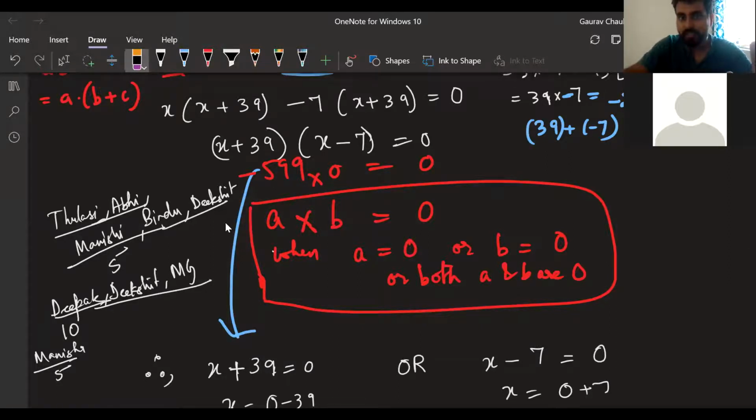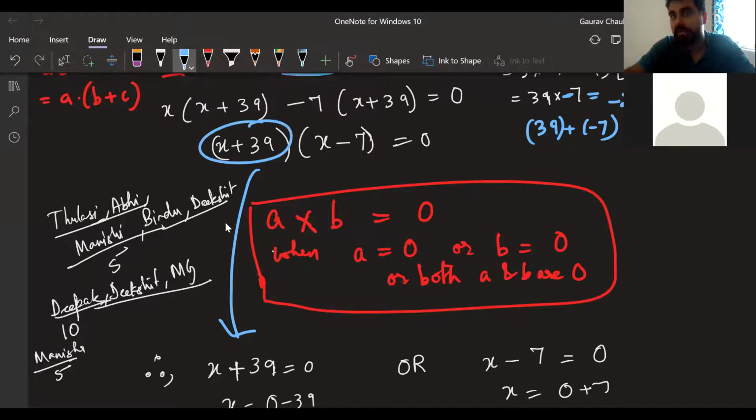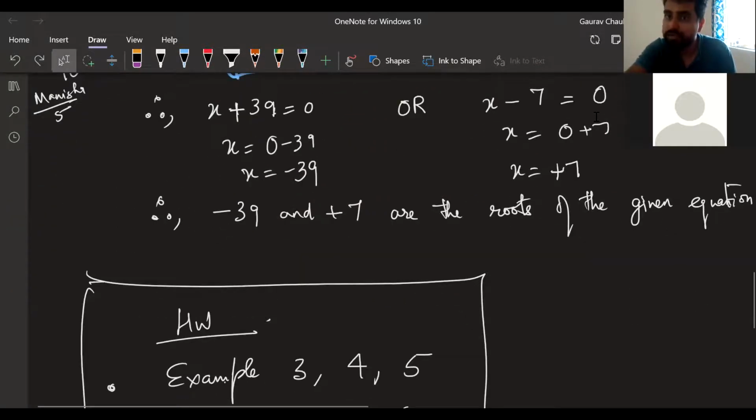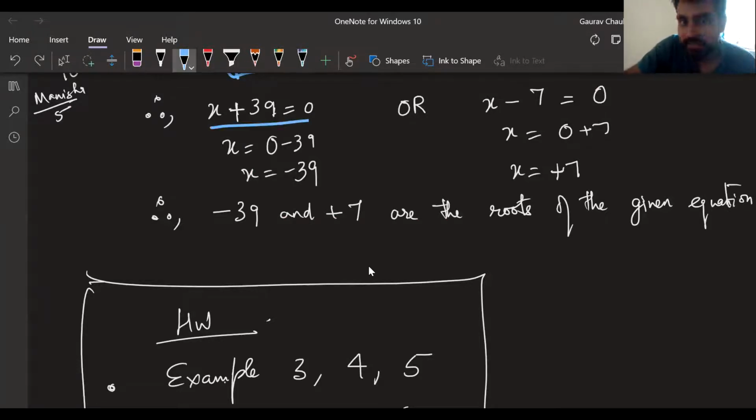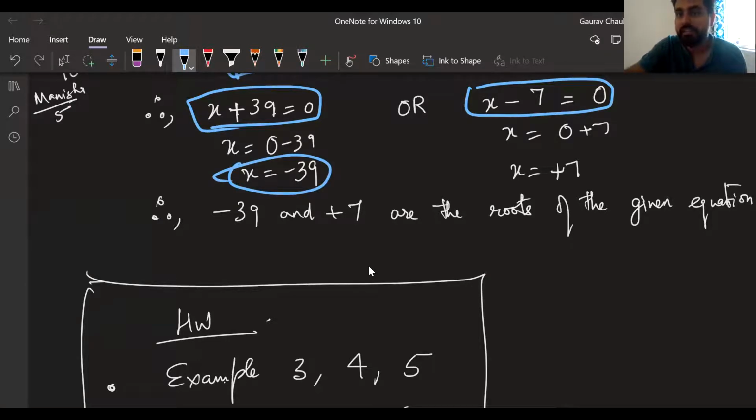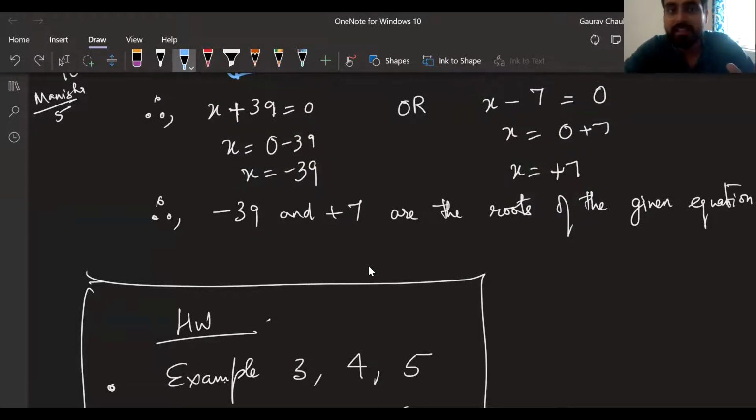So with that logic, we went on to conclude that either x plus 39 is 0, or this is 0. So we wrote that down. At least both can also be 0 in some cases, but at least one has to be 0. So we wrote that down: x plus 39 is equal to 0, or x minus 7 is equal to 0. Therefore, x is equal to minus 39, or x is equal to plus 7. I just took 39 to the other side and got the answer. Basically, this was a linear equation and I did the solution.